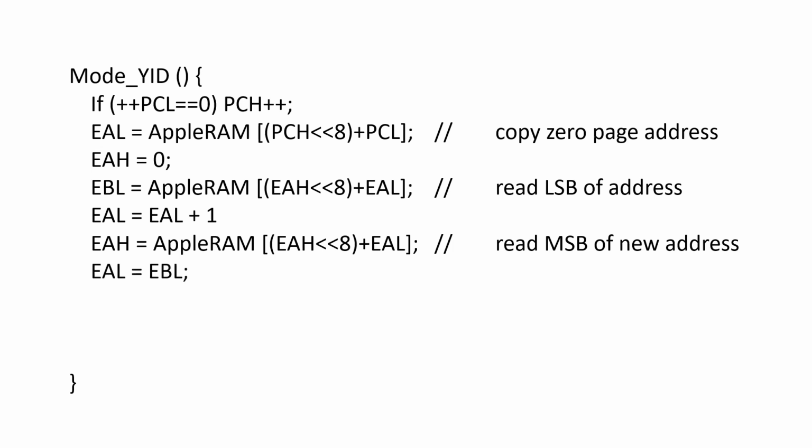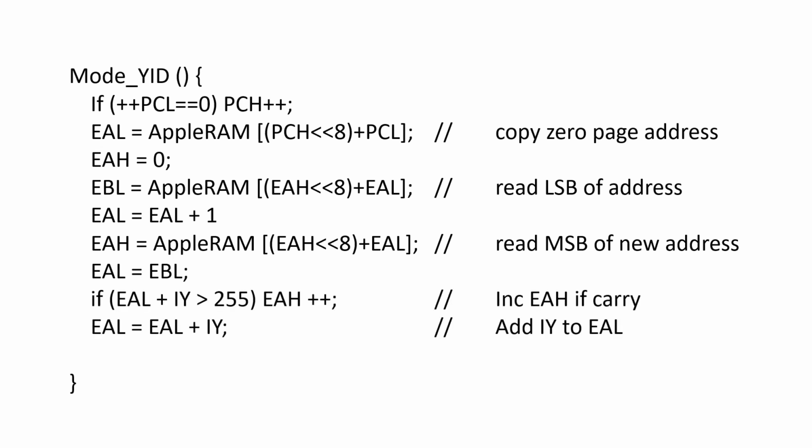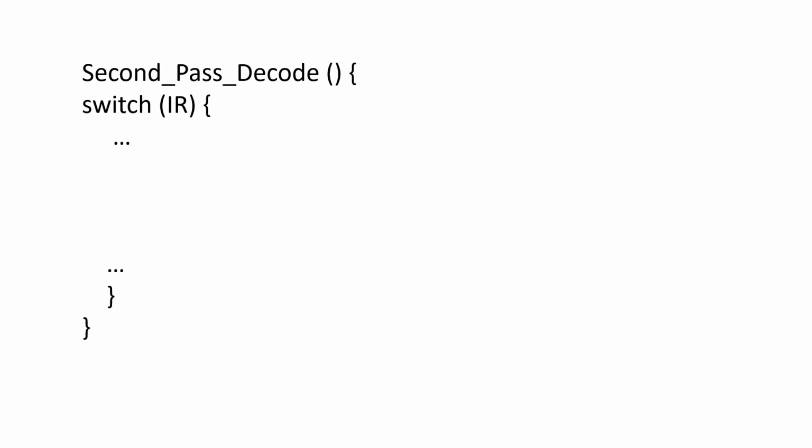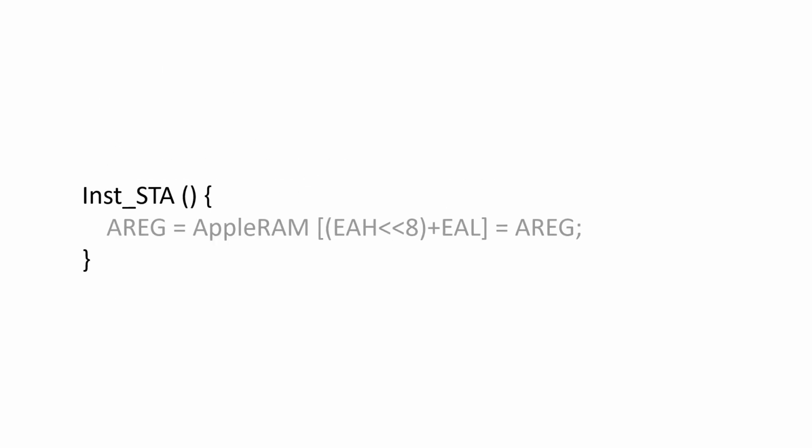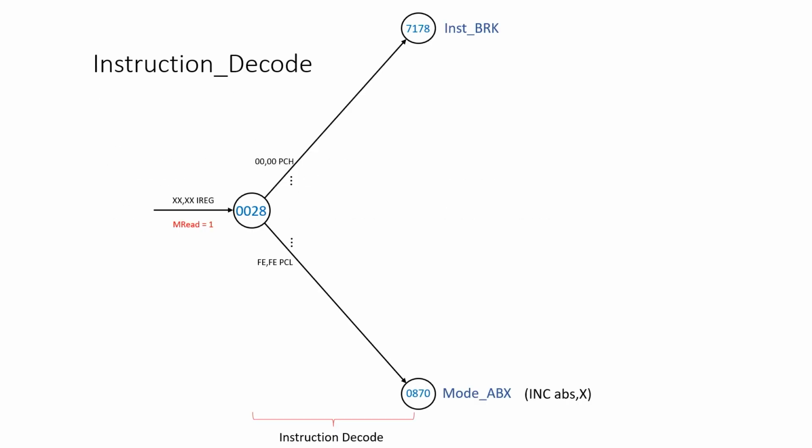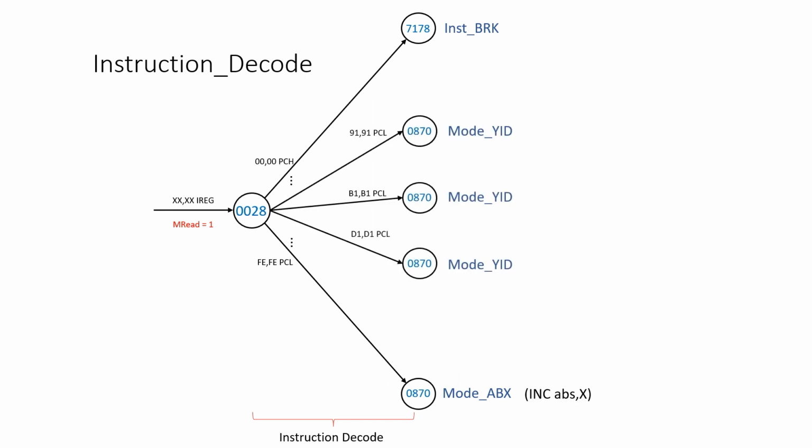We transfer the contents from EBL to EAL. This gives us our base address. Finally, we add index Y to EAL and EAH with carry. This is now our effective address, and we go into second pass decode, which is much the same as it's been previously. Looking at our state machine model, we add the opcodes as we've done previously.